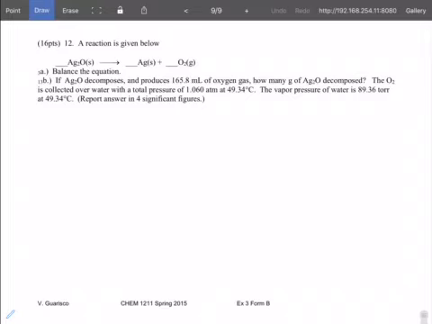Okay, this problem is the last of the problems from this particular exam. And this one is a collection over water where you have to subtract out the wet air, because remember, pressure total is equal to the pressure of whatever gas you're looking for, in this case oxygen, plus the water vapor. Okay, so we look at this one.